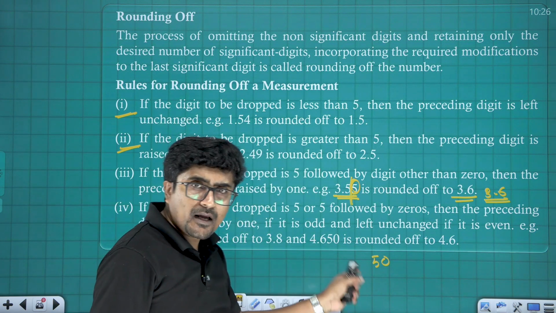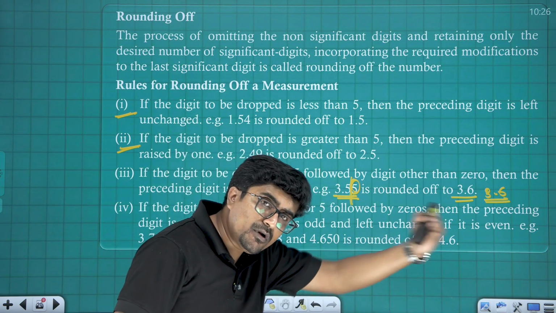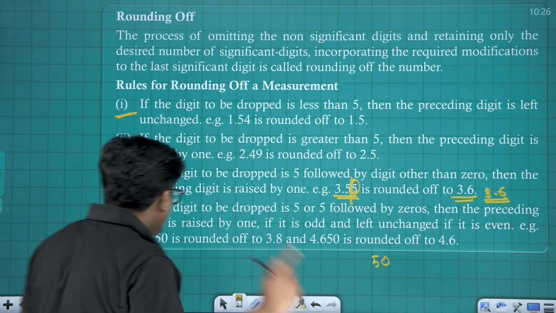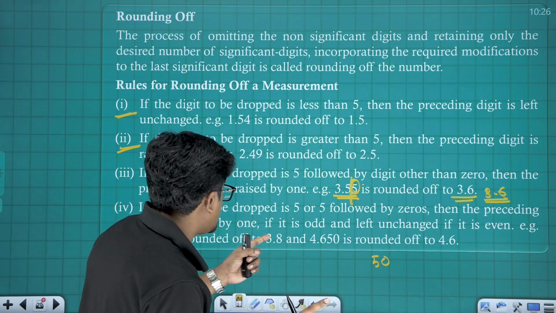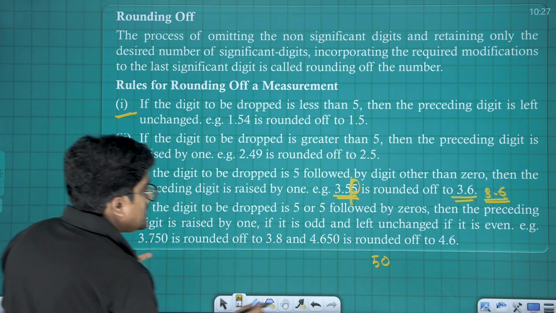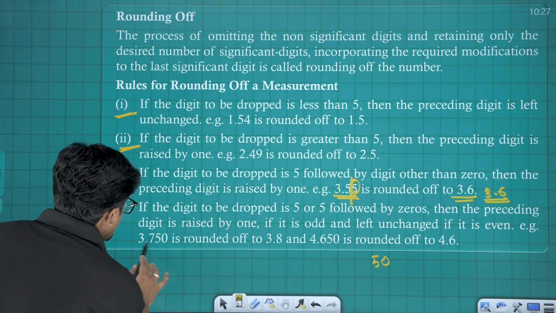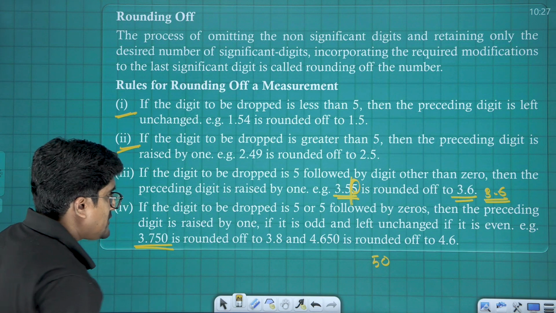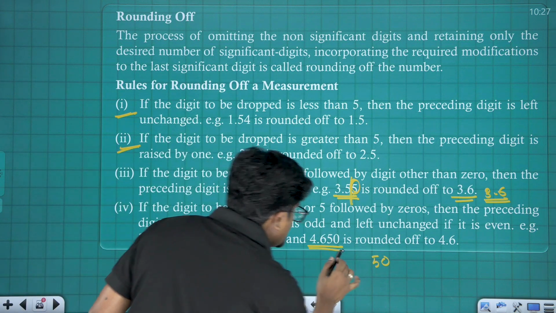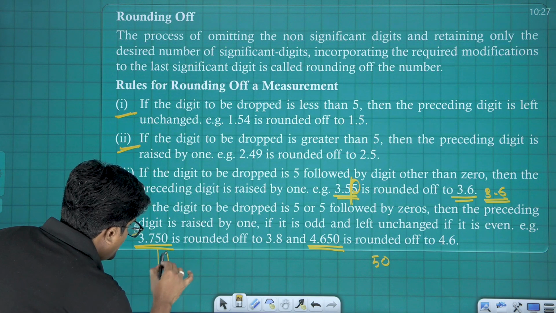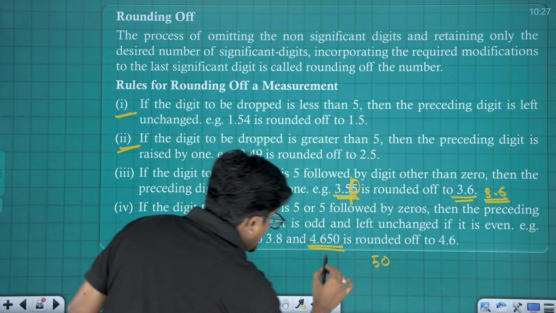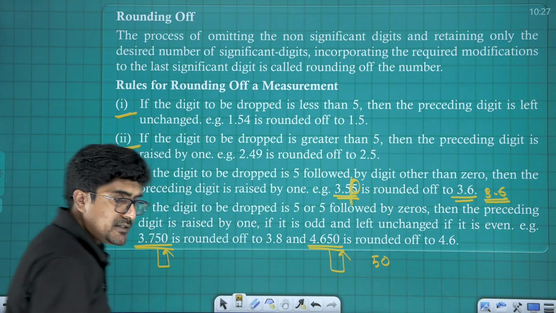The number followed by the 5 is 0. There I have got two cases. Now let me take the two examples given over here. The first one is 3.750 and the other one is 4.650. So here you can see 5 is followed by 0, and here also 5 is followed by 0.